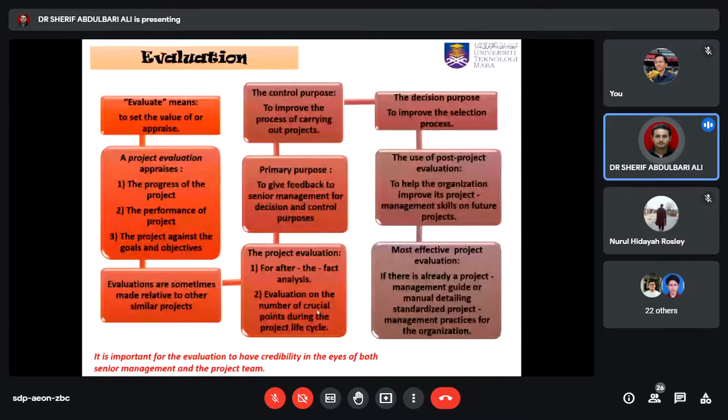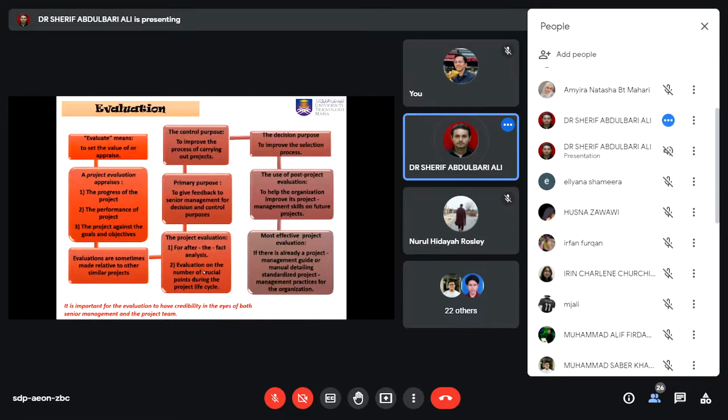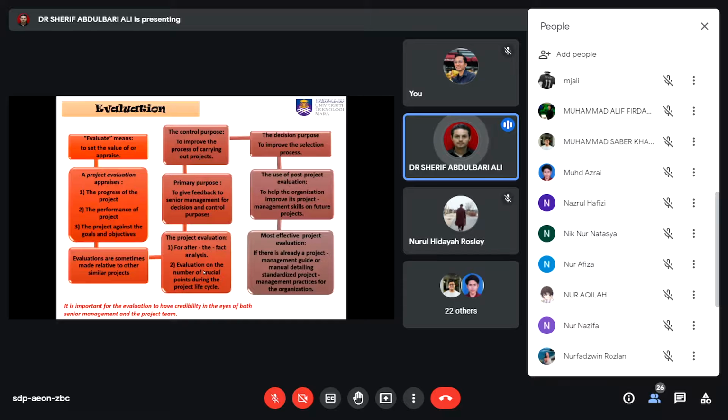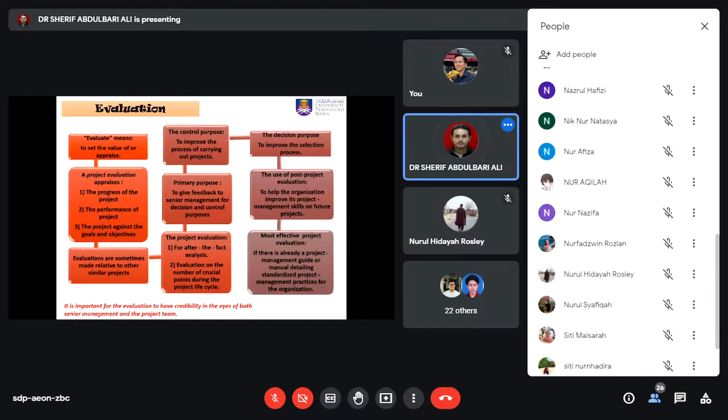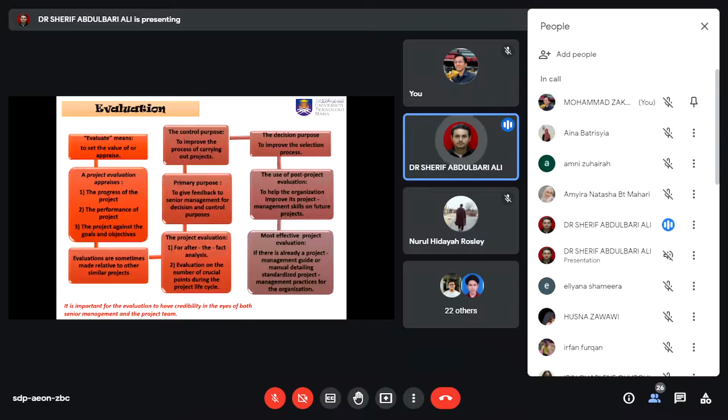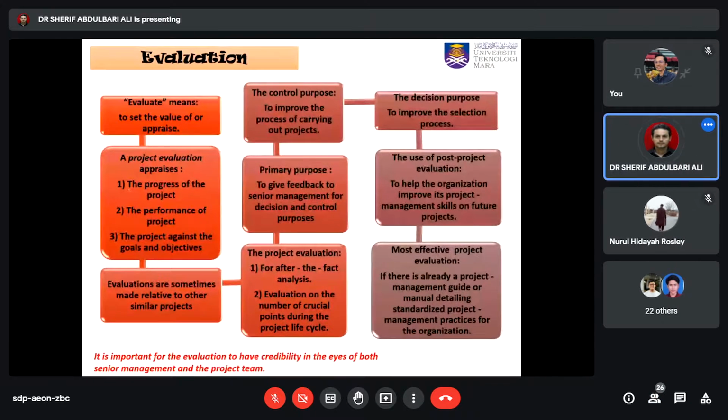So the first thing in this chapter is the evaluation part. So what is evaluation? Evaluation means you need to set a value of quality or a price. The evaluation appraisals in any project could be with these 3 points. The first one is the quality of the progress of the project. And also the performance of the project, this is considered also as a value. And also the project against the goals and the objectives of the organization. So these are the 3 appraisals of any project's evaluation.